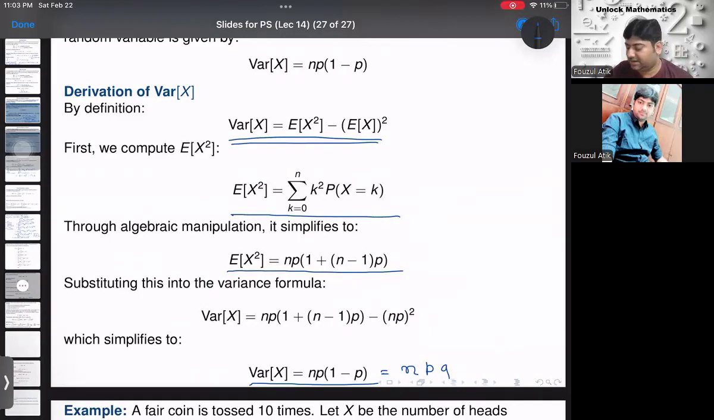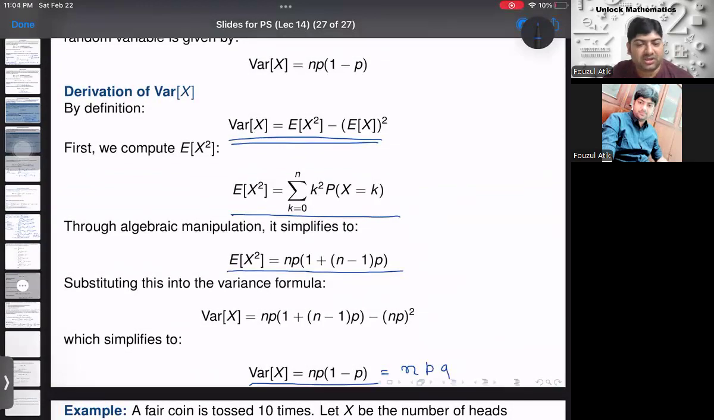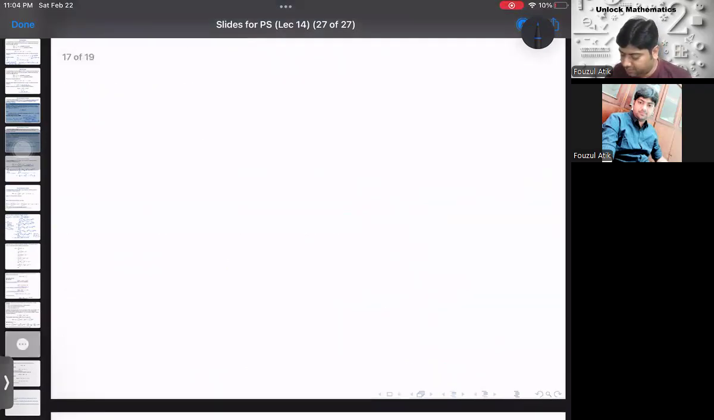So you remember that if you have a binomial random variable, its expectation is n into p and its variance is npq. Clear? Okay.